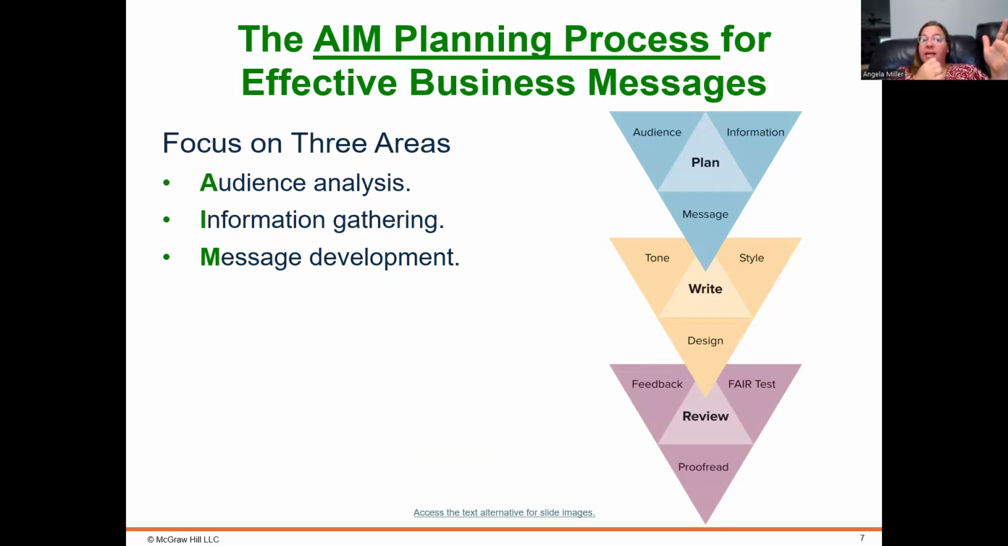So, the process is one that is focused on three areas. As we are planning, we want to make sure that we do an audience analysis, understand who our primary and our secondary audience is, and how this message focuses on them specifically. Then we're going to gather the information that we need in order to discuss or present the information to that audience, both primary and secondary. And then we're going to develop that message. So AIM stands for audience analysis, information gathering, and message development.